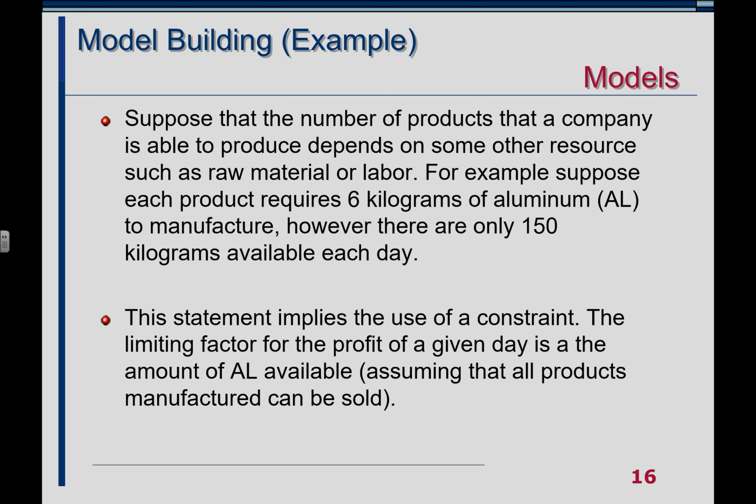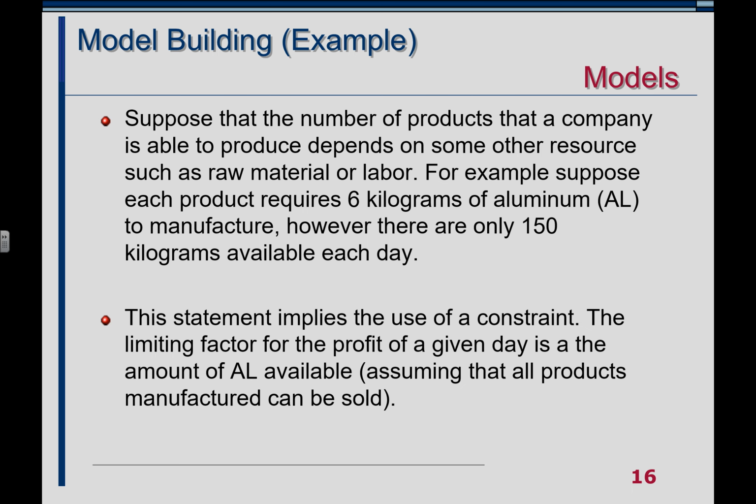So suppose that the number of products that a company is able to produce depends on some other resource such as raw material or labor. For example, suppose each product requires 6 kilograms of aluminum to manufacture. However, there are only 150 kilograms available each day. This statement implies the use of a constraint.